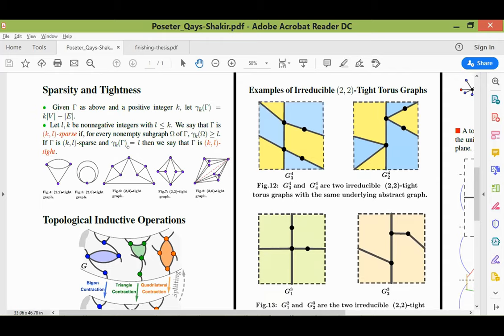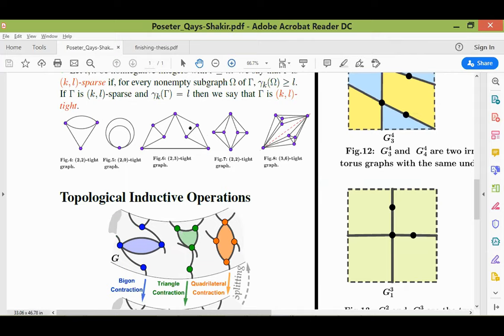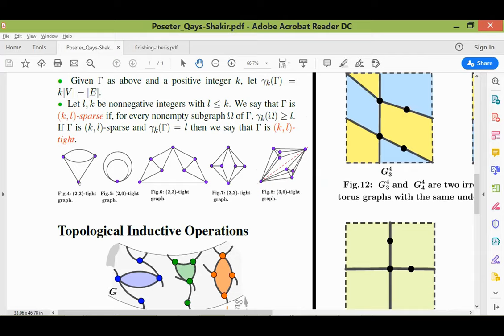So here I have some examples of various kinds of tight graphs. Here I have two tight graphs. If I apply the two conditions here, then l and k are both equal to two, and I get 2-2 tight. Here I have 2-0 tight. Here I have 2-3 tight.